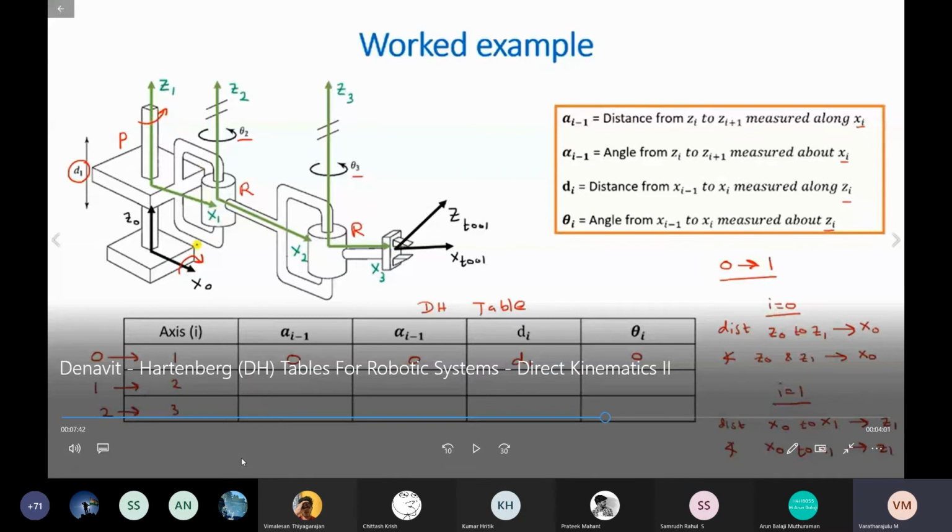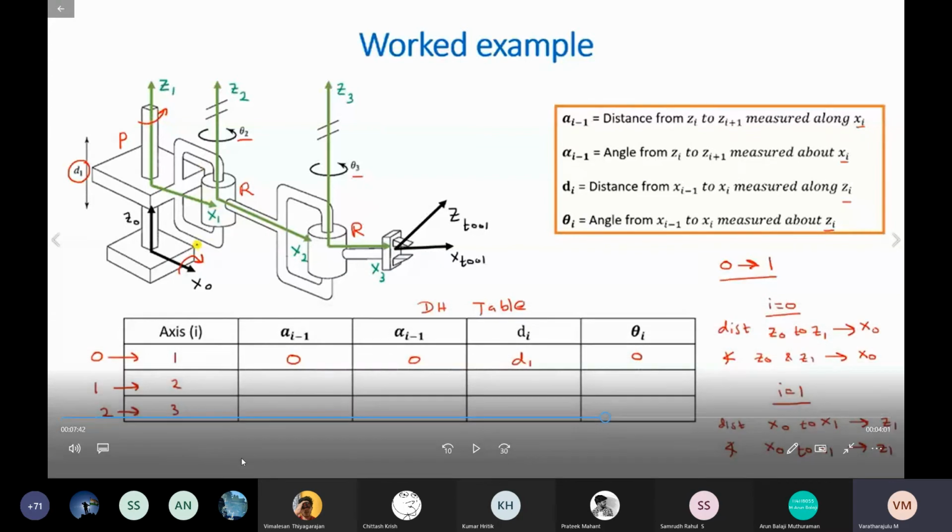Based on the past video, what would be the order of these four different columns? We have a_i minus 1, alpha_i minus 1, d_i and theta_i. We can rearrange these four columns as per our wish. Based on the past video, what would be the order? Yes, someone unmuted. Yes, go ahead. d_i, theta_i, a_i minus 1 and alpha_i minus 1. That might be the order: d_i, theta_i, a_i minus 1, alpha_i minus 1.